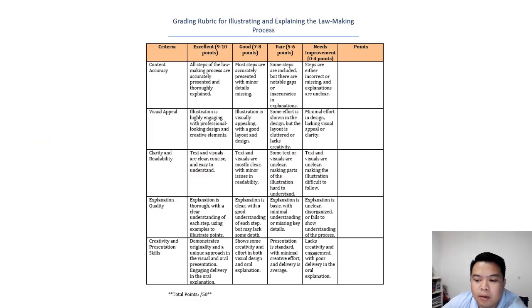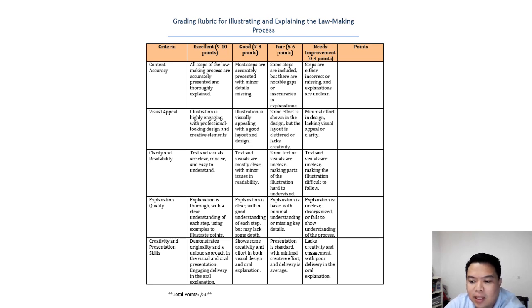I think this is now the grade. How am I going to grade you? This is the grading rubric for illustrating and explaining the lawmaking process in our country. There are 5 criteria we're going to look at in your output. First is the content accuracy. I will give you a grade of 10 if all the steps of the lawmaking process are accurately presented and thoroughly explained.